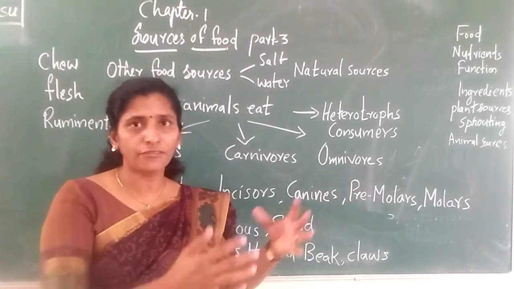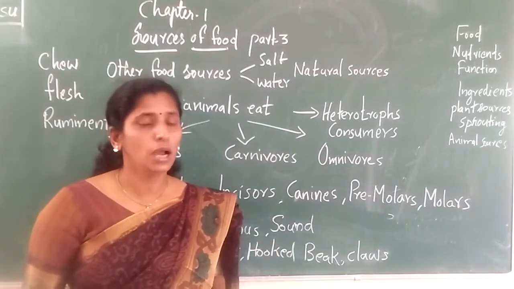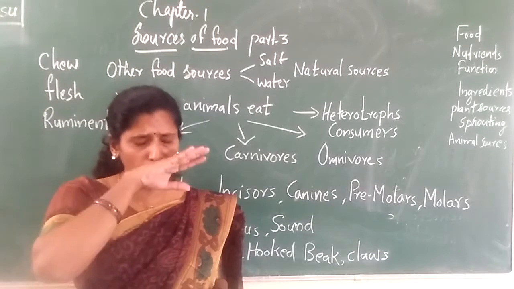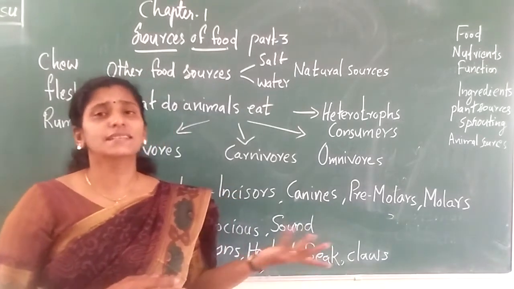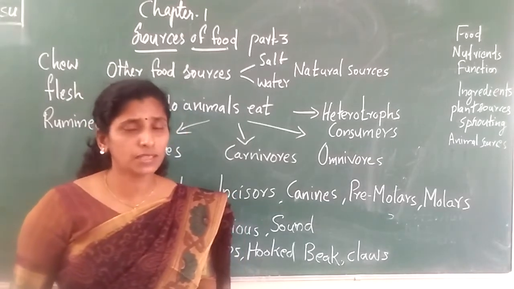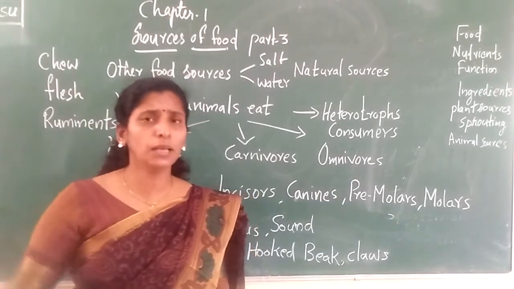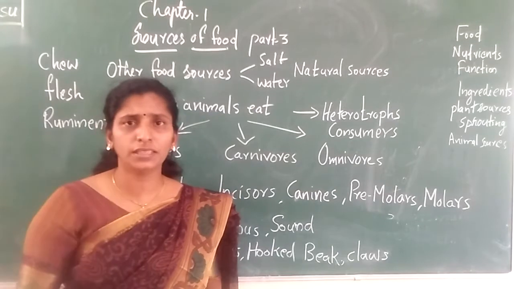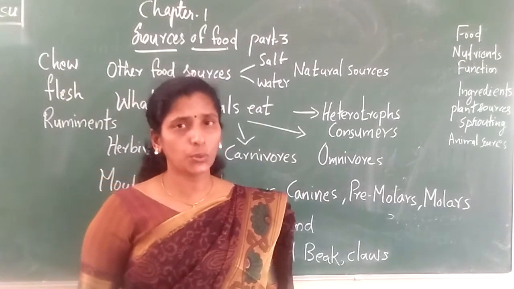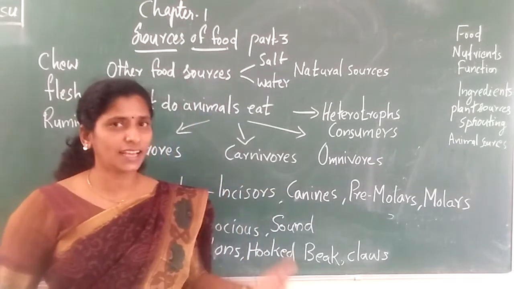And from where are we getting the sources of food? Both plant sources and animal sources. Plant sources are mainly what? Cereals and vegetables, and these are all plant sources. And animal sources are mainly milk products, honey, meat and egg. So these are all animal sources. Today we are going to discuss the next topic.